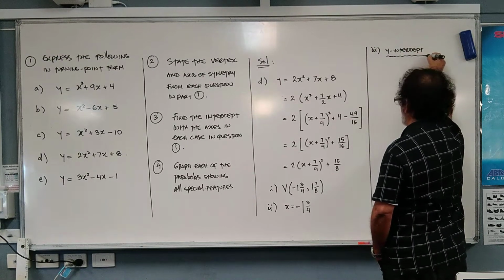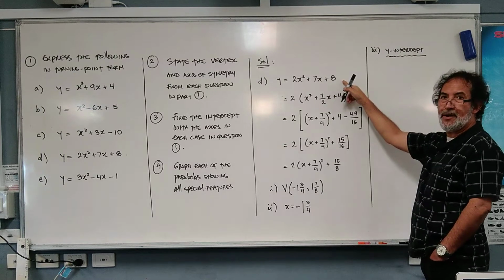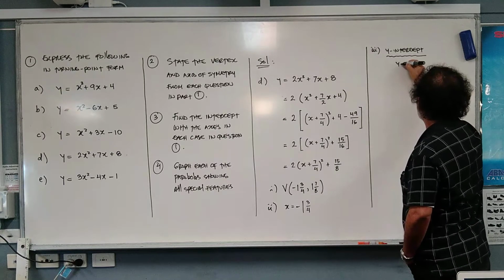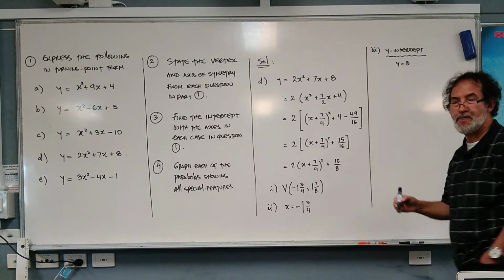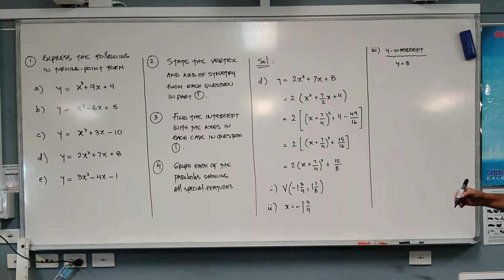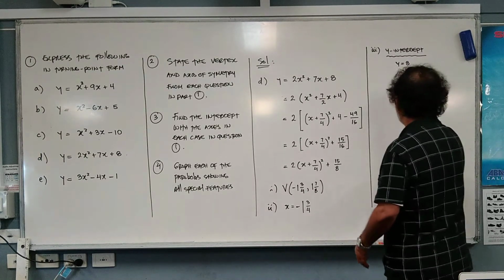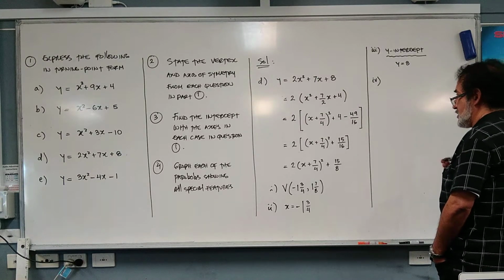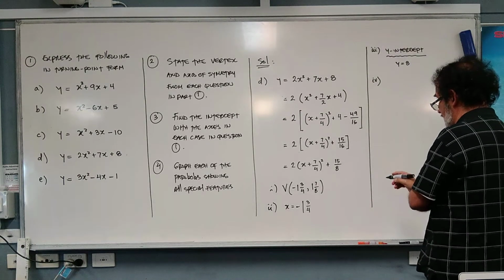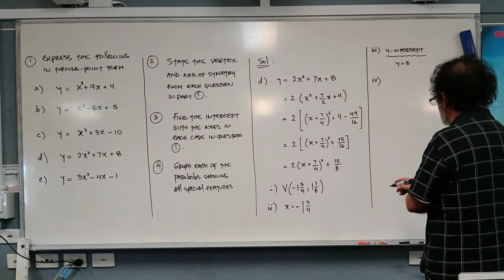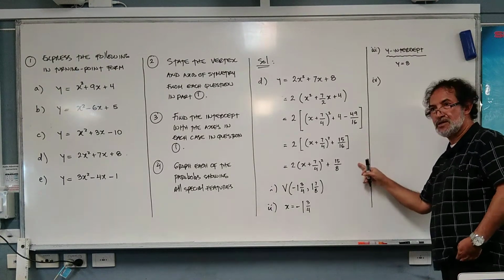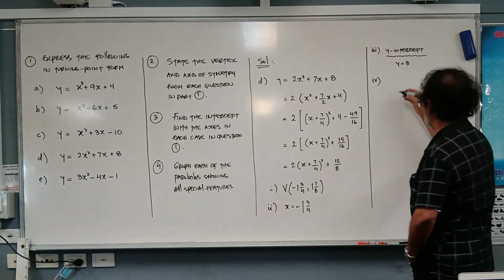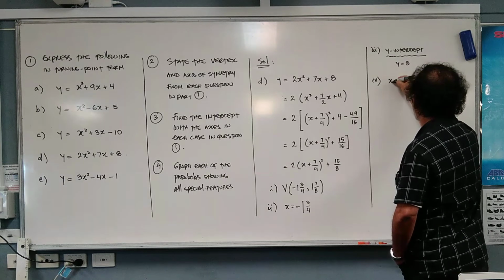Y-intercept. To find the y-intercept, go back to the original equation, so you know that this is going to be the y-intercept. So it's going to be y equals 8. And then the x-intercept. Now, again, you need to pay special attention, because in this case, you see the parabola may not cross the x-axis. But let's do it. So, x-intercept.